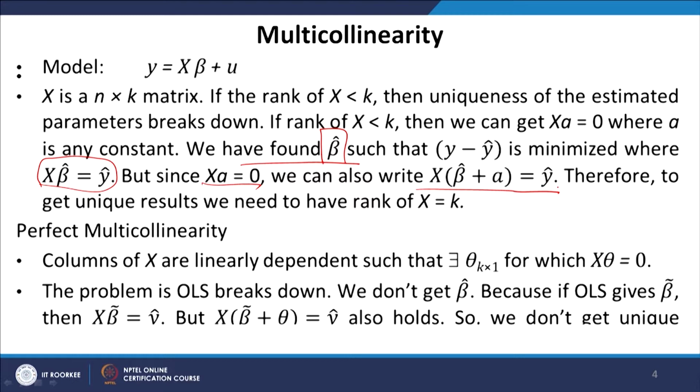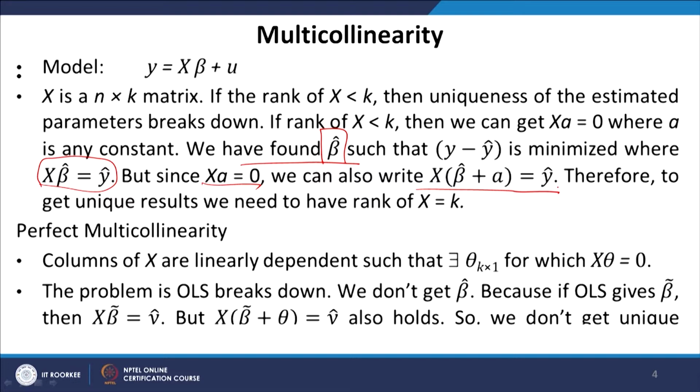So, columns of X need to be linearly independent. If the columns of X are linearly dependent, such that there exists some theta of dimension k by 1 for which X theta equals 0, then the problem of OLS breaks down. We do not get a unique beta hat, because if OLS gives us beta tilde, then X beta tilde equals y hat, but X times (beta tilde plus theta) also equals y hat, and that is why we do not get unique estimates, right. So, this is the problem of perfect multicollinearity.